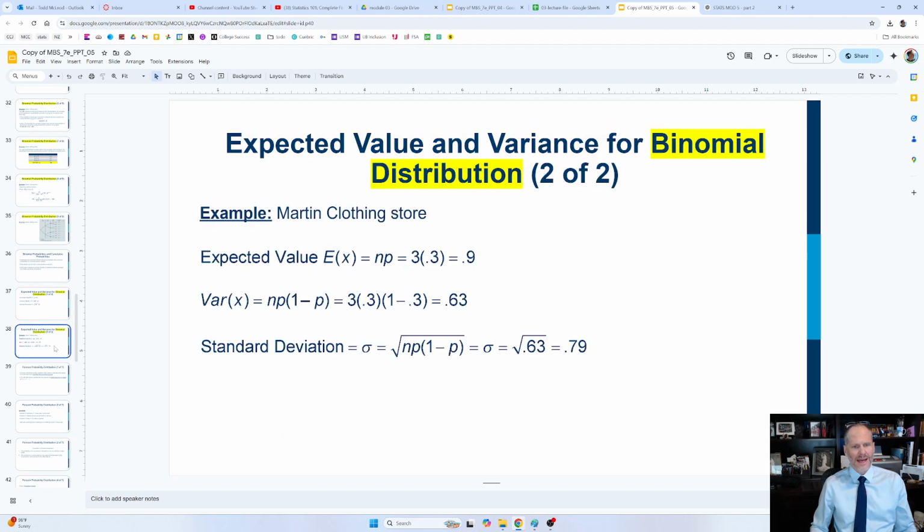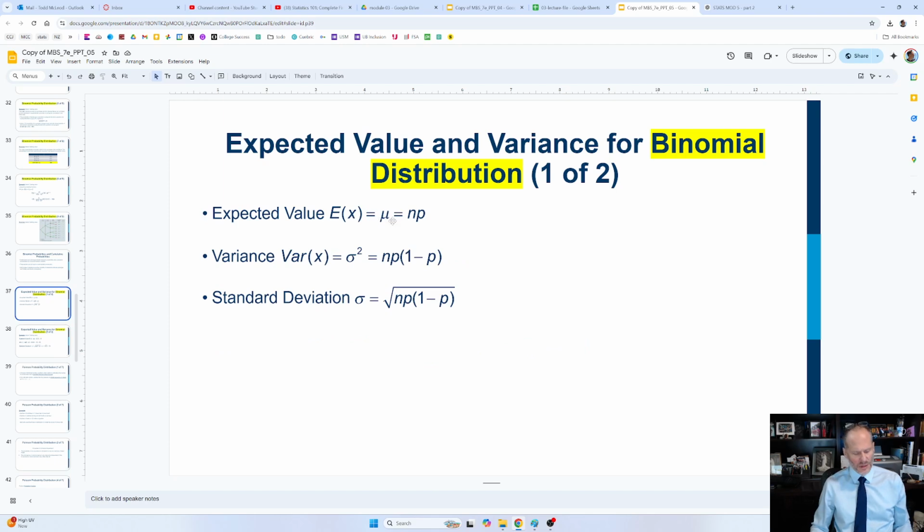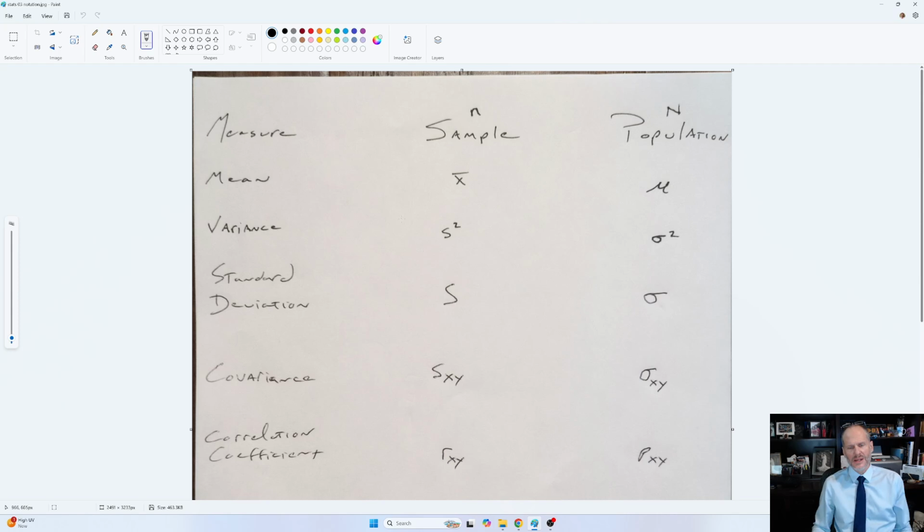To see that in action, Martin Clothing Store, the expected value would be n times p, so three trials, and 0.3 is the probability of success for any one trial. So the expected value, the mean, would be 0.9. And notice the notation for mean is mu. I'm keeping track of all this notation here, what the different symbols mean. For the mean for a population, the symbol is mu. And if I could see my mouse, I'd be able to show you that. It's right there. Oh, I could actually draw on that. Isn't that cool? So there's the mean.